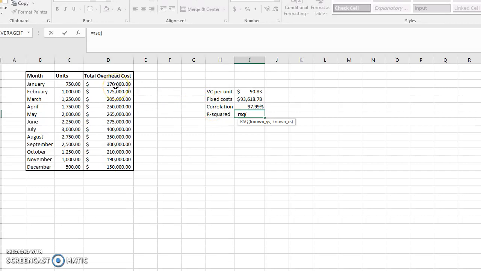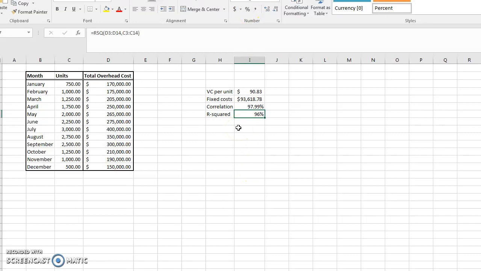Now this one I do have to specify my dependent first and then my independent. My dependent is my overhead, but then my known x's is my independent. And again, this one is also expressed as a percentage. R squared, just like correlation, goes from 0 to 100. What the r squared is basically telling you is how much variance in the dependent variable, in this case overhead, is explained by your independent variable, which is our units. So the higher the r squared, the better the independent variable is at explaining and predicting the dependent variable. Okay, so that's what that means.